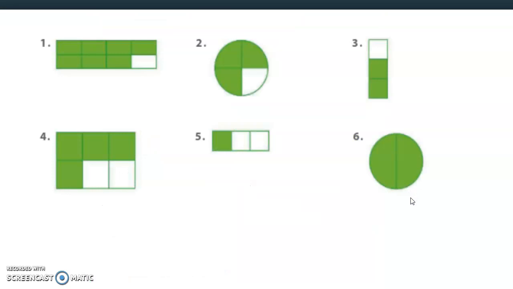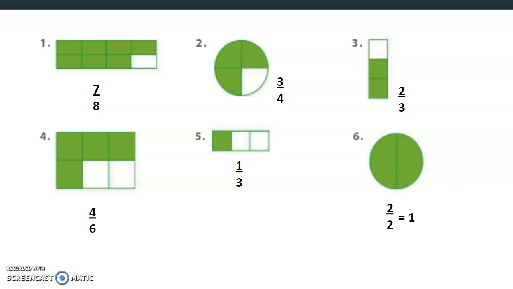All right, so why don't you, in your notebook, take some time and write down what these fractions look like? So remember, your numerator should be the green part. Your denominator should be how many pieces there are all together. Okay, so you can pause the video and then I'm going to go through the answers. Number 1, you should have 7/8. Number 2 should be 3/4. Number 3 is 2/3. Number 4 is 4/6. Number 5 is 1/3. And number 6 is 2/2.